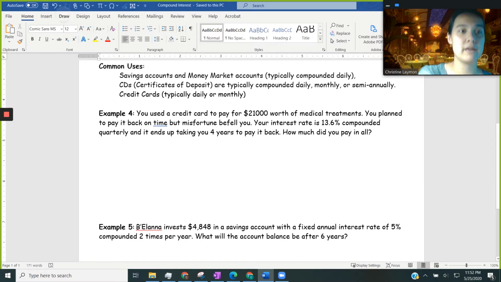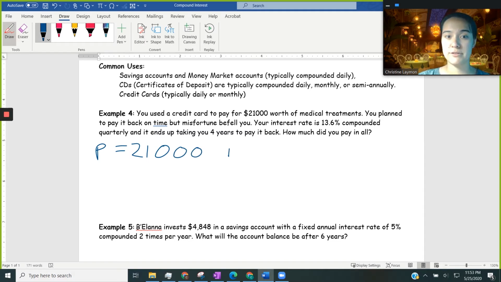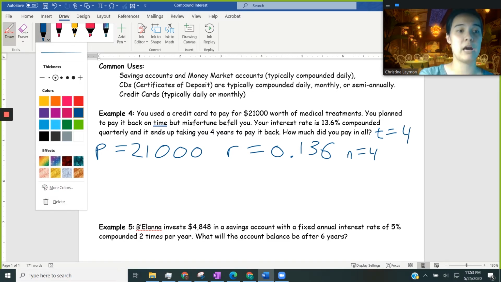Well, let's go ahead and break down what we know. So, we've been told the principal. So P equals 21,000. We also know the interest rate. R equals 0.136. We know the number of compounds, 4. And that 4 is because it was quarterly, so it's happening 4 times a year. And we made these payments for 4 years. All right. Let's go ahead and plug this all into our formula.